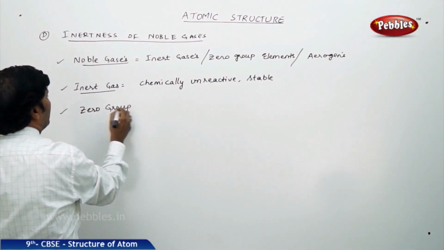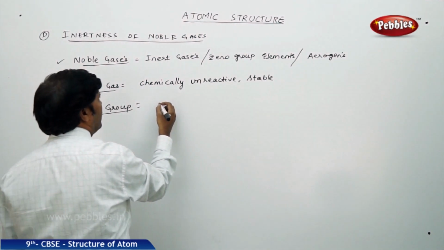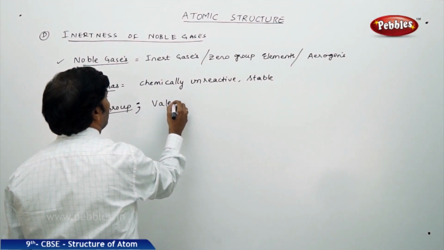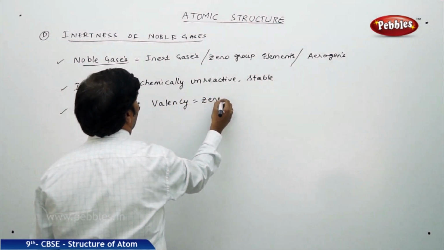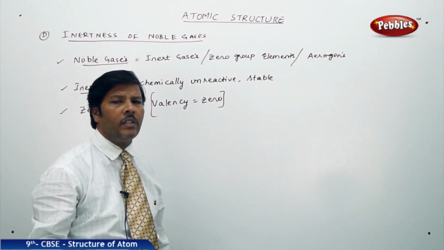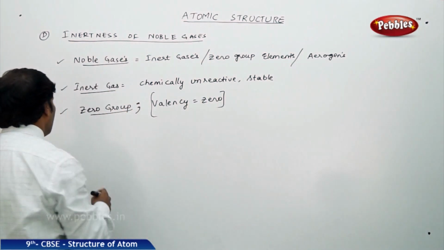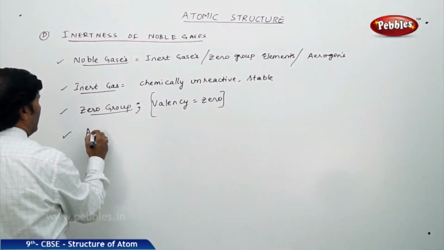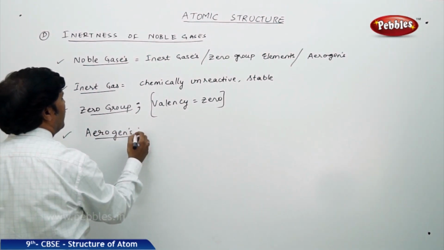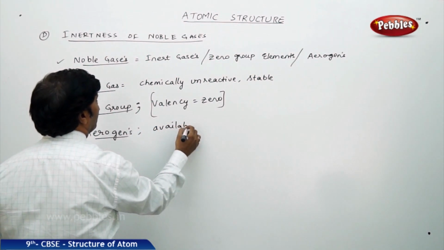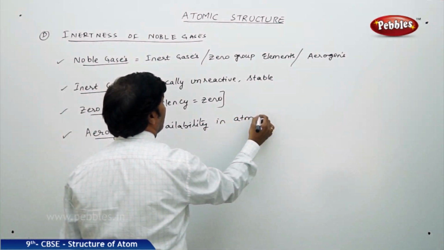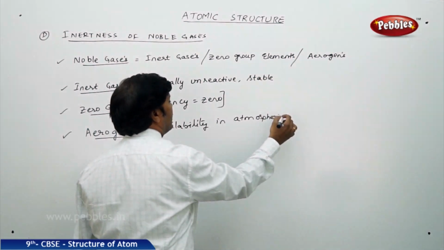Next, zero group. All these elements are called zero group because their valency is equal to 0. Their valency is 0 because they neither lose electrons nor gain electrons. That's why their valency is 0. Then we call them aerogens because of their availability in atmospheric air.